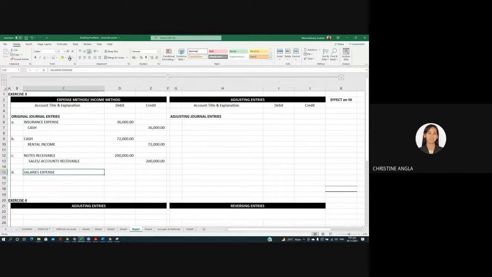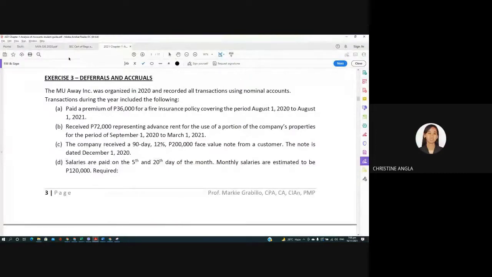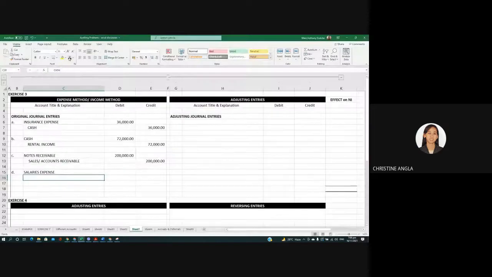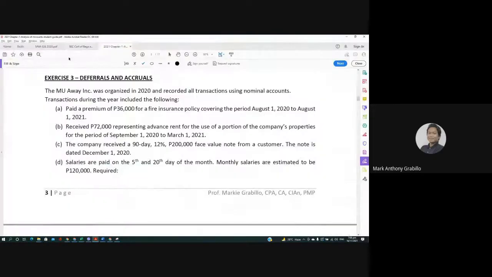Debit salaries expense, and then credit salaries payable. Yun muna tayo sa original journal entries. Cash po, kasi nagbayad siya ng cash hanggang 20th day.